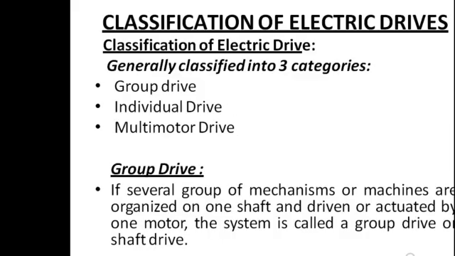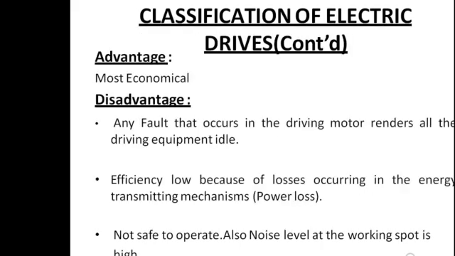And what are the classifications of electrical drives? There are three classifications: the group drive, individual drive, and multi-motor drive. If it is a group drive, that is, if several groups of mechanisms or machines are organized on one shaft and driven or actuated by one motor, the system is called a group drive or shaft drive.